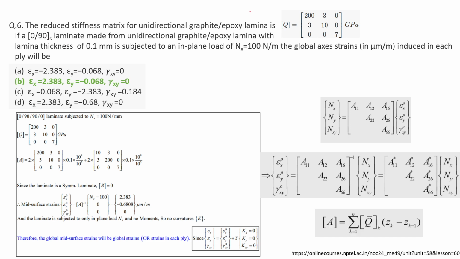So for 0 degree first, this is the reduced stiffness matrix. And we are seeing that there are two laminas of 0. So that's why 2 multiplied by the reduced stiffness matrix multiplied by the thickness of the 0 degree lamina. And it is already given that each lamina thickness is 0.1 mm. Also, you have to take care of the units. Keep the units uniform.